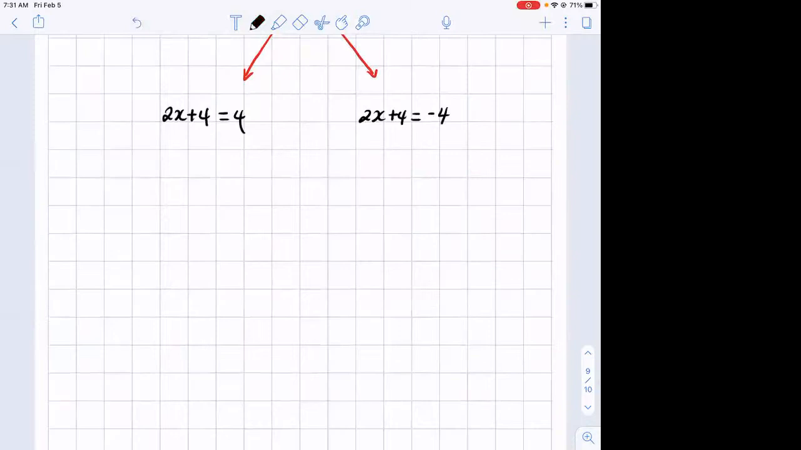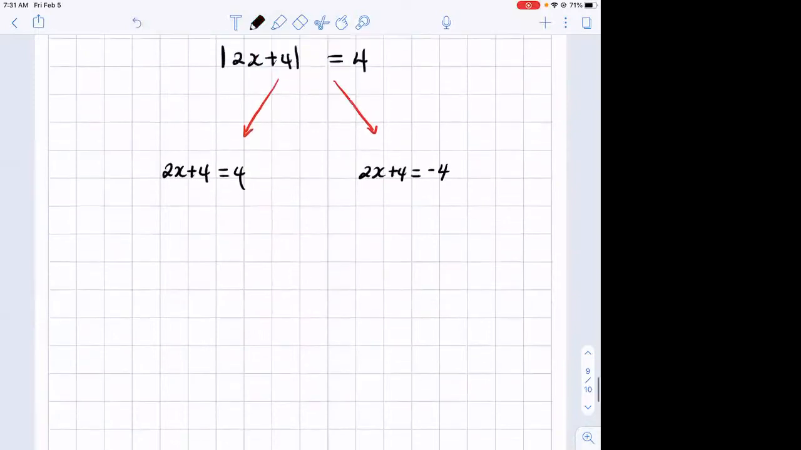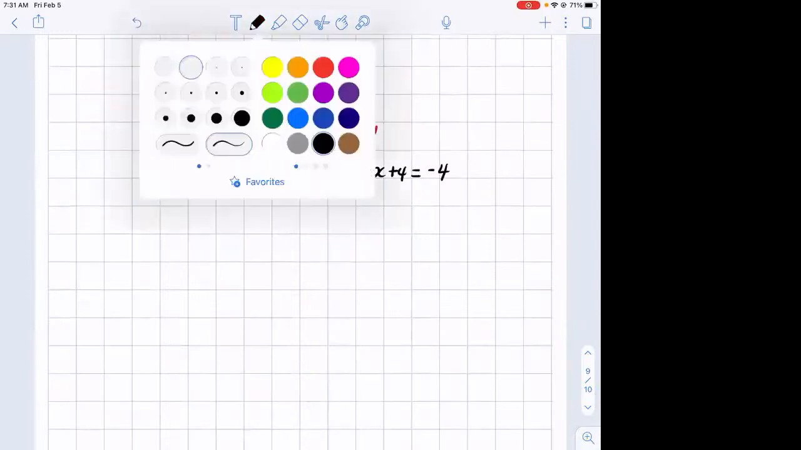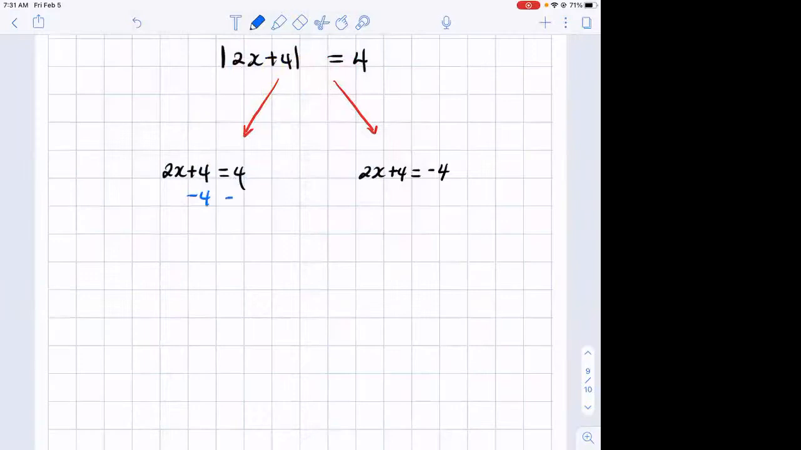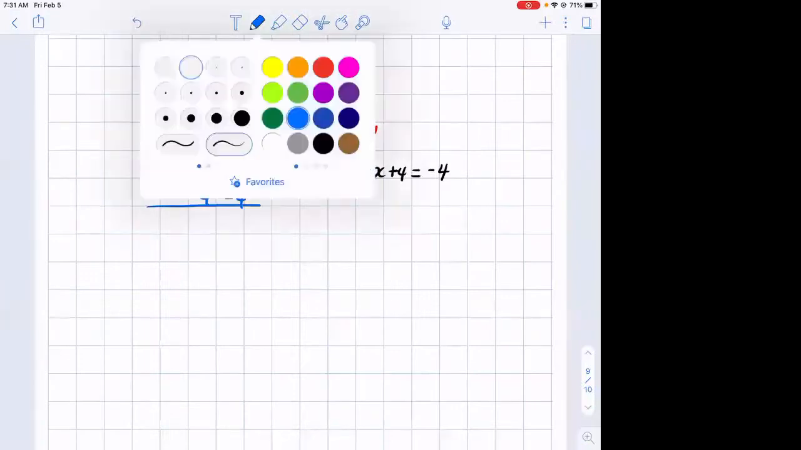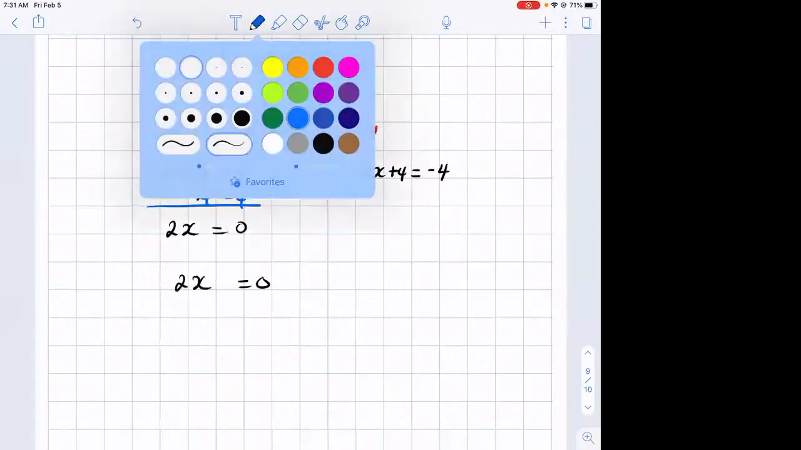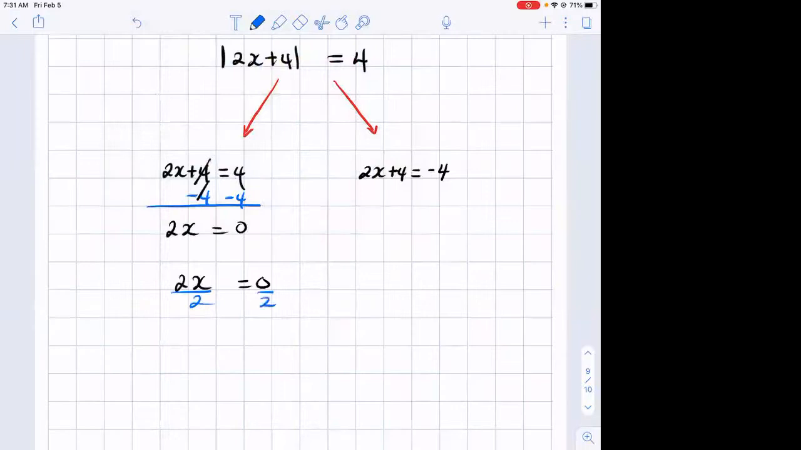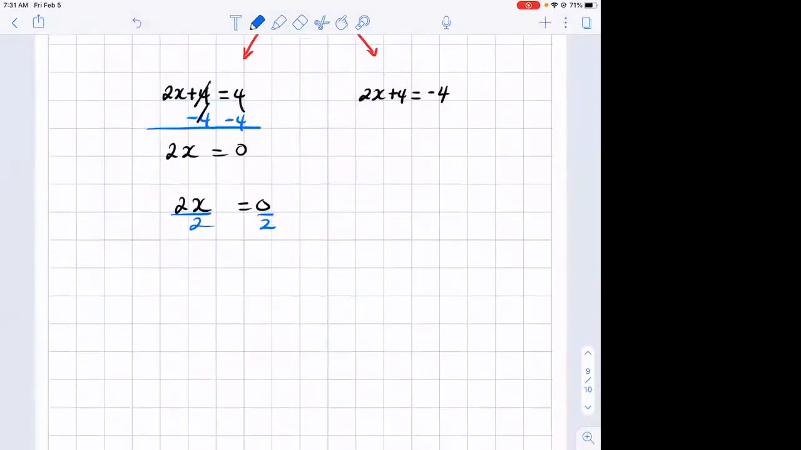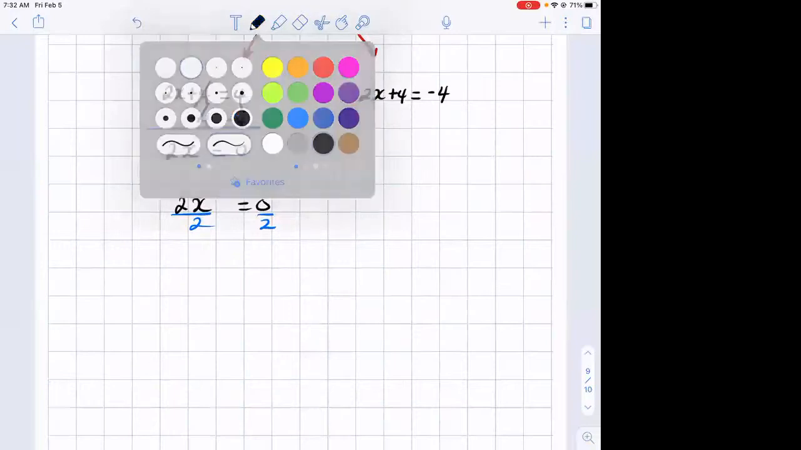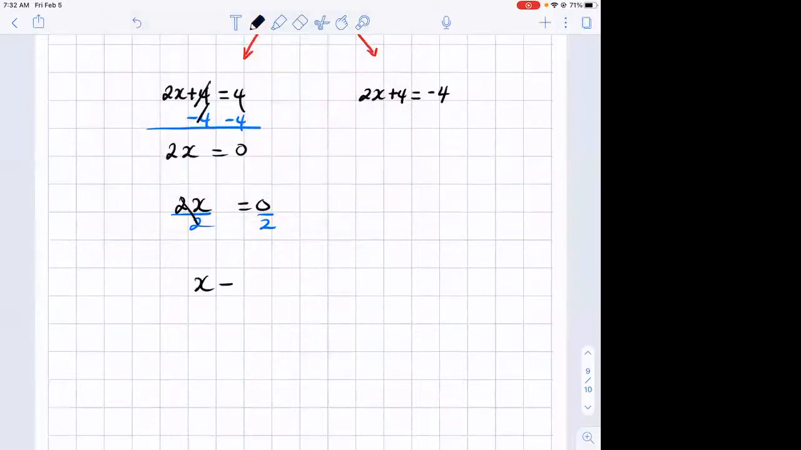If you solve, we'll move the plus 4 to both sides, so minus 4. This will cancel out. So we have 2x is equal to 0. Divide both sides by 2. So then we have x is equal to 0.